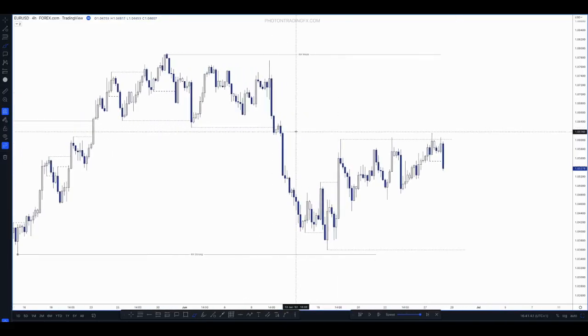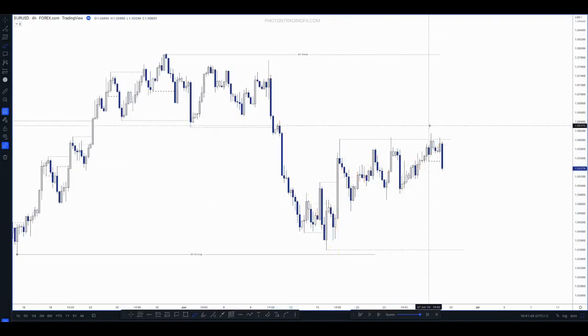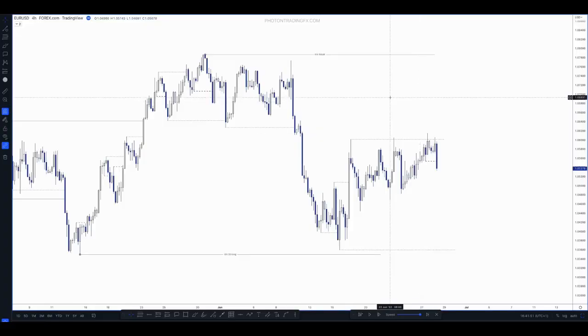Also, something a bit more discretionary, but I always say the characteristics, the nature of price action. See how impulsive this is? This is kind of quite corrective. But yeah, let's just stick to the framework and see what happens.